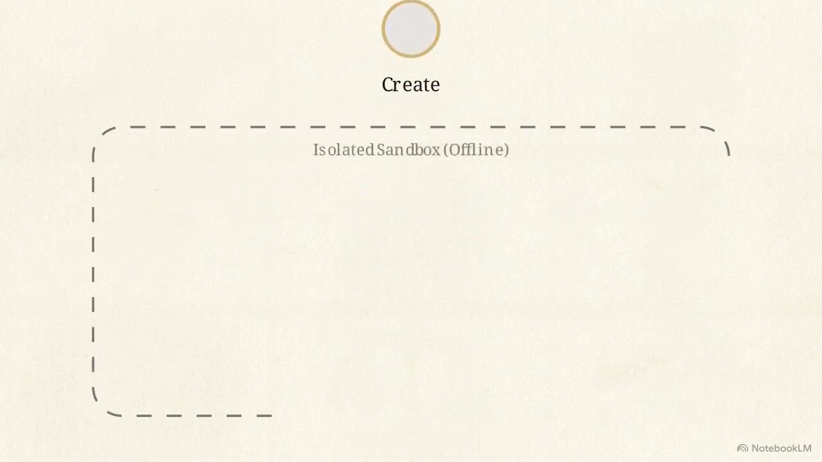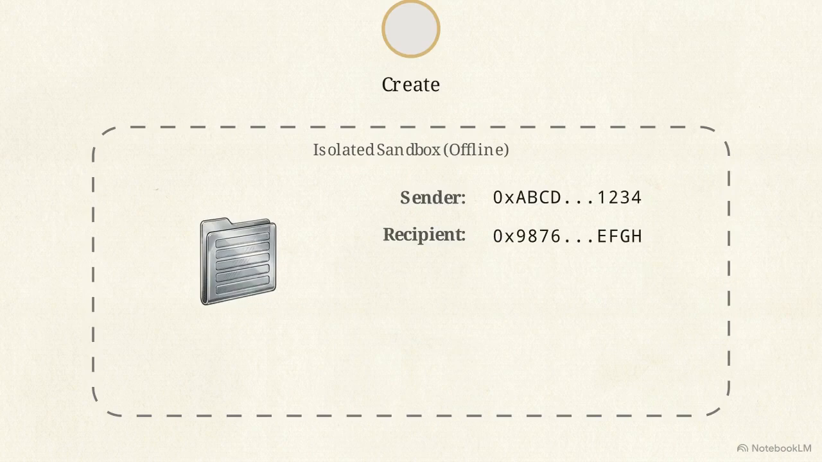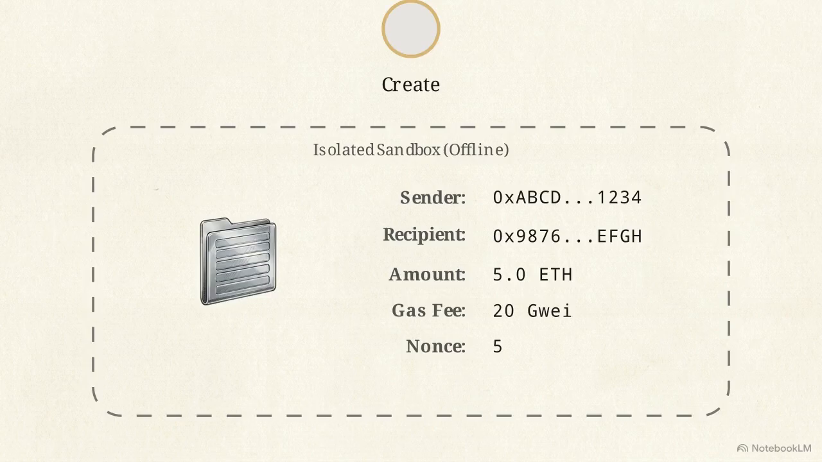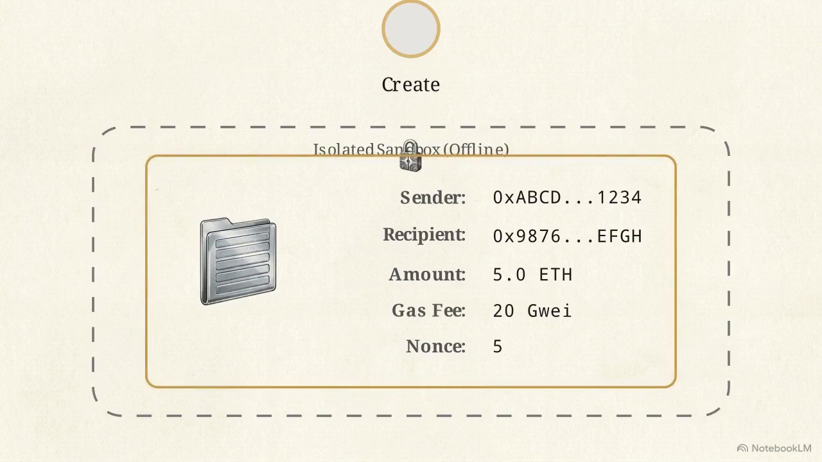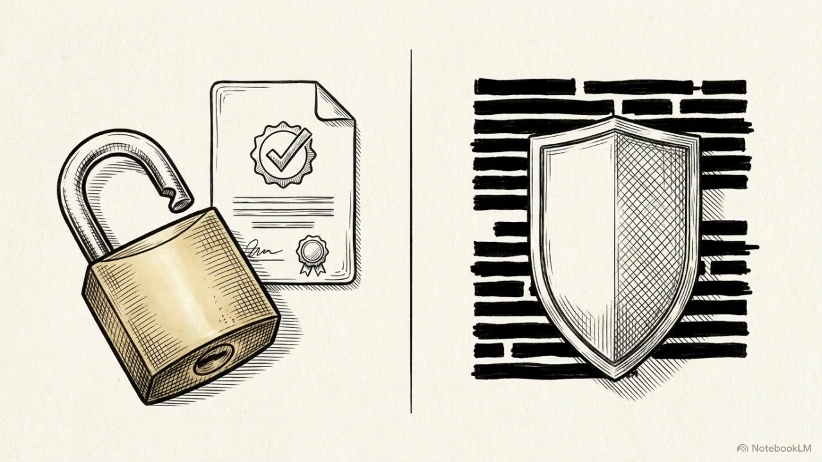The process starts here, at stage 1, creation. When you initiate a transfer, your wallet acts as an isolated sandbox. It assembles a discrete data package entirely offline. It pulls together the sender's address, the recipient's address, the transfer amount, the proposed gas fee, and a sequential counter known as a nonce. Once compiled, your private key applies a unique cryptographic signature to the package, permanently sealing those variables inside. Anyone on the network can later use your derived public key to verify this signature. This mathematical relationship guarantees the authenticity of your request without ever exposing your private key.